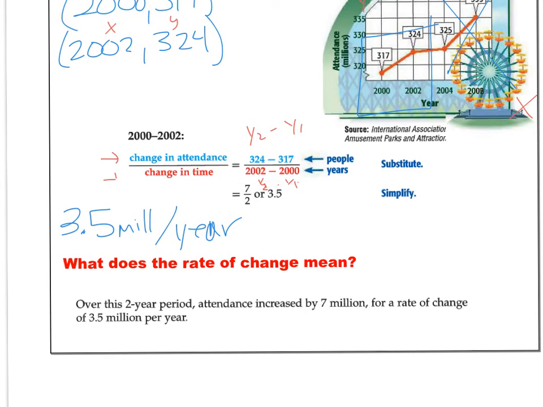So an example of how you should write a sentence to describe that would be, over this 2-year period, attendance increased by 7 million for a rate of 3.5 million per year. Or you could say, between 2000 and 2002, there was a 3.5 million people growing in attendance each year in that time. Something that says that you know it was a 2-year period and you know that there was growth and how much the growth was per year. Okay, you're describing what it means for that situation.